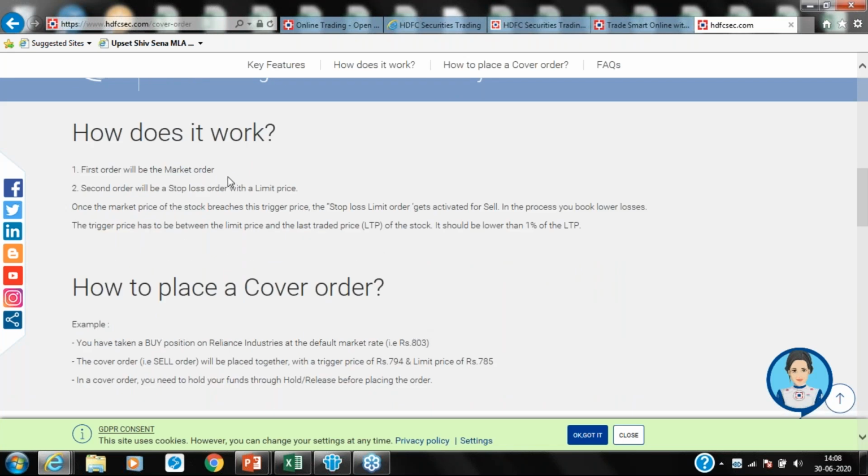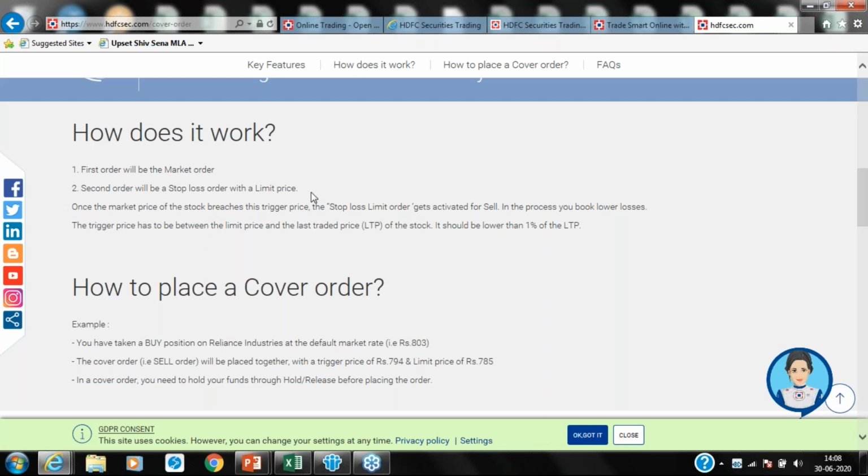The first order that you are placing, whether it's a buying order or a short selling order, will always go in the market. So if the current price is trading at around 100 rupees, let us assume, then the stock will be bought at 100 rupees only. Okay.